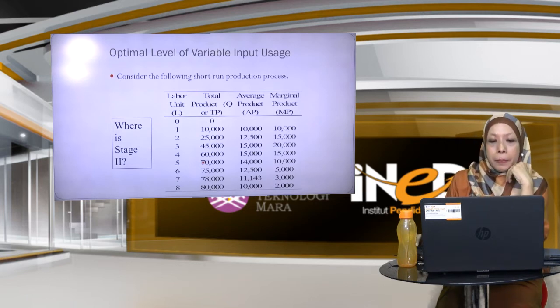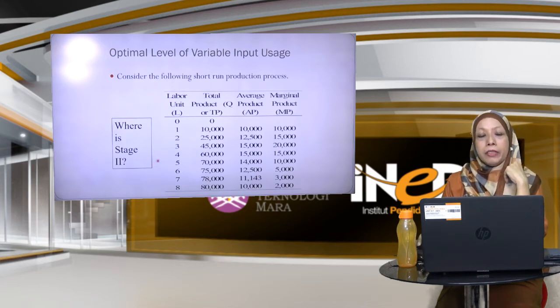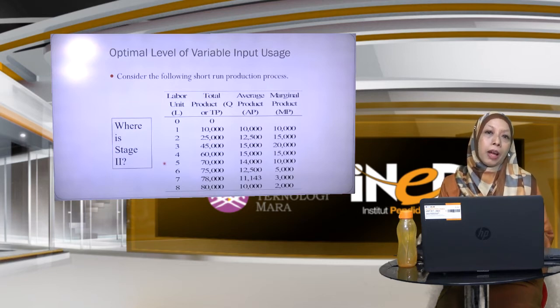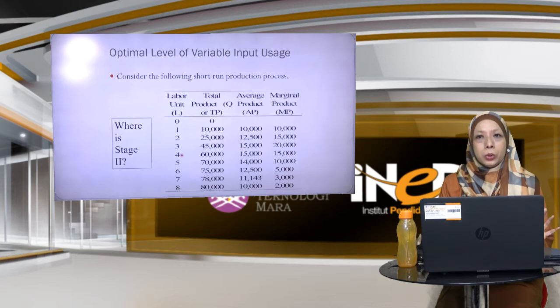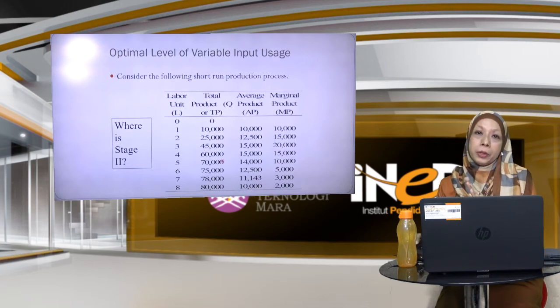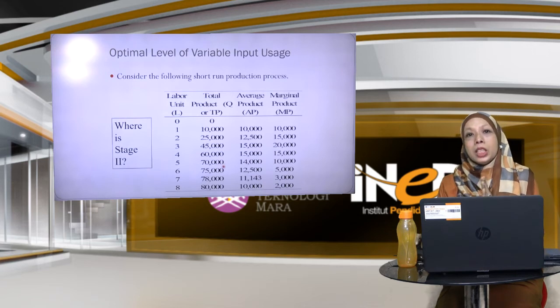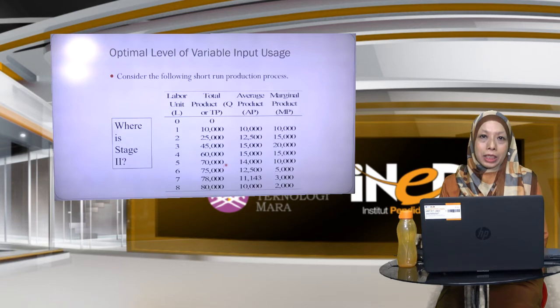Now based on these values, can you identify where exactly stage 2 production is? If you can recall from our previous discussion of the stages of production, stage 2 starts from the maximum of average product. That means after the maximum point of average product, that's where your stage 2 begins. And stage 2 stops at the point where total product is at the maximum.